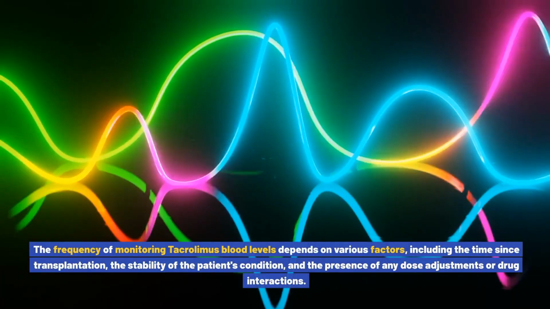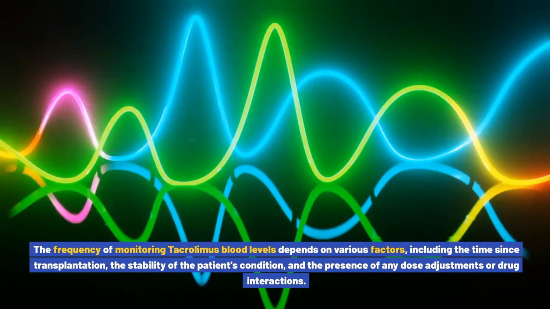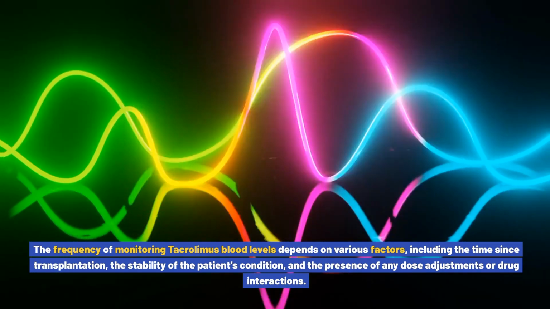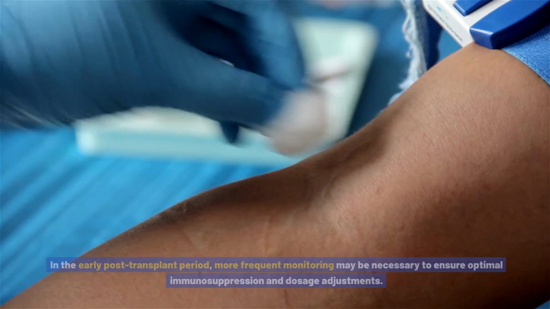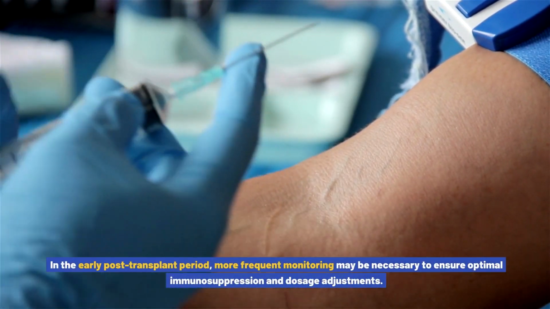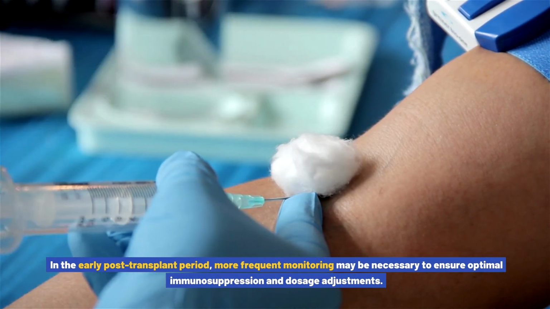The frequency of monitoring tacrolimus blood levels depends on various factors, including the time since transplantation, the stability of the patient's condition, and the presence of any dose adjustments or drug interactions. In the early post-transplant period, more frequent monitoring may be necessary to ensure optimal immunosuppression and dosage adjustments.